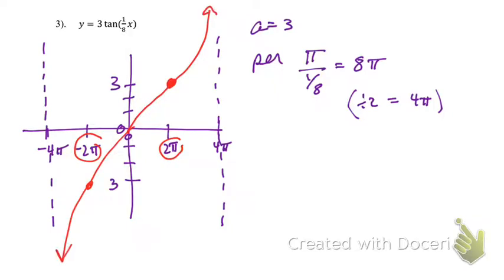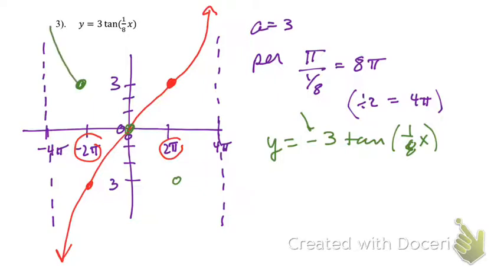Okay. Now I want to point out a couple things that I haven't done yet. If this equation would have been, everything's the same except it's negative 3 times the tangent of 1/8 x. So it's a negative tangent. What changes? Not a whole lot changes except for the direction of this graph. If it's negative, it's got to run downhill, so it would just run like that. That's how you handle a negative a value.